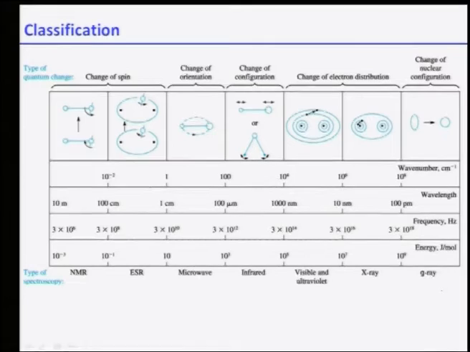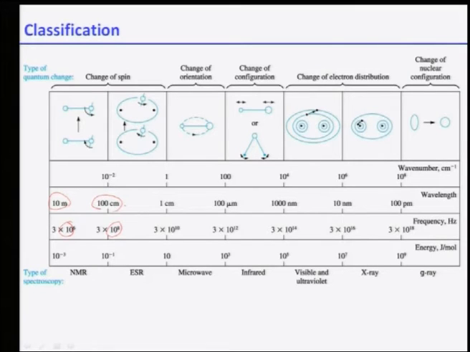I have shown this slide in the last class, I am showing it to you again. If we have very high frequency, like 10 to the power 6, 10 to the power 8, or radio frequency with wavelength from 10 meter to 100 centimeter, we will normally have change of electron or nuclear spin. Nothing will happen to the molecule or the atomic species present.